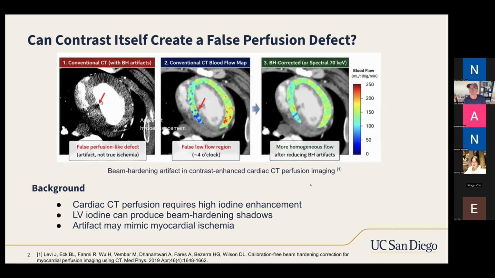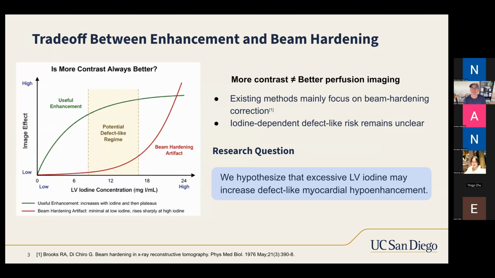This suggests that beam hardening is not only a physics issue, but also a potential interpretation problem in cardiac CT perfusion imaging. This raises an important question. If higher iodine improves the enhancement, could excessive iodine also increase the defect-like artifact risk? Existing studies mainly focus on beam hardening correction methods, while the relationship between the iodine level and the defect-like artifact risk remains unclear. As shown in this conceptual plot, enhancement increases with iodine concentration, but beam hardening artifact also rises sharply at higher iodine levels, creating a possible defect-like region. Therefore, our research question is: at what left ventricular iodine level might beam hardening enter a defect-like range? We hypothesize that excessive iodine may increase the defect-like myocardial hyperenhancement.